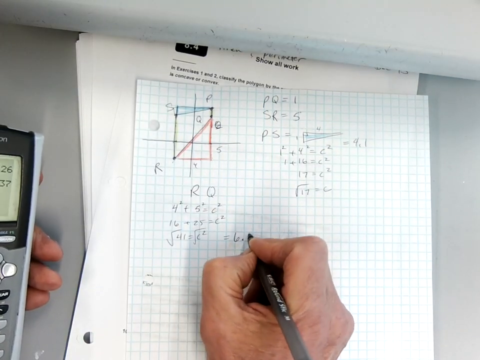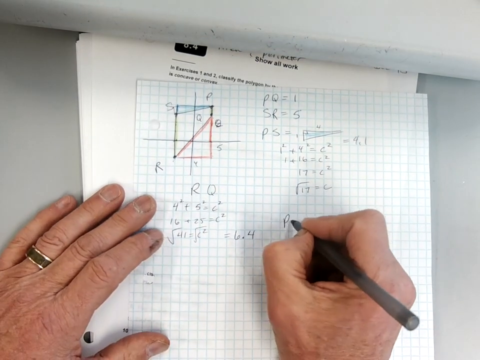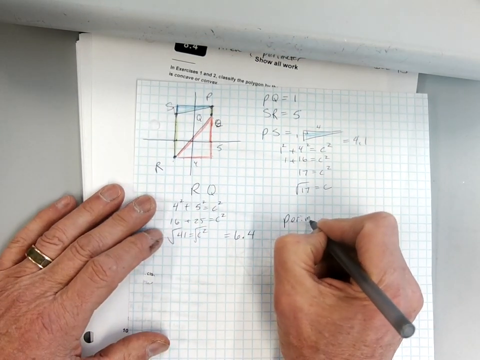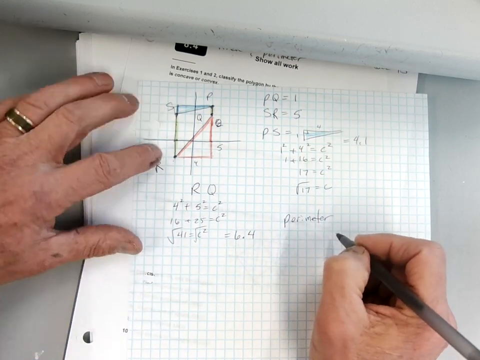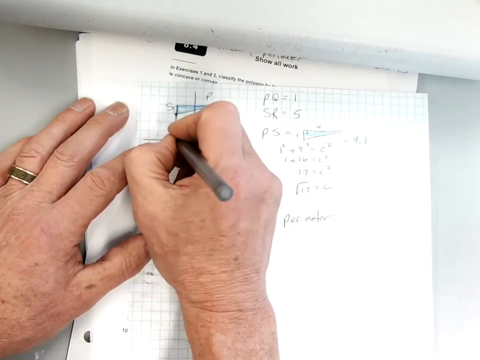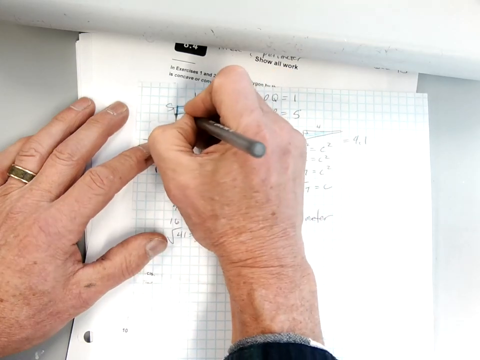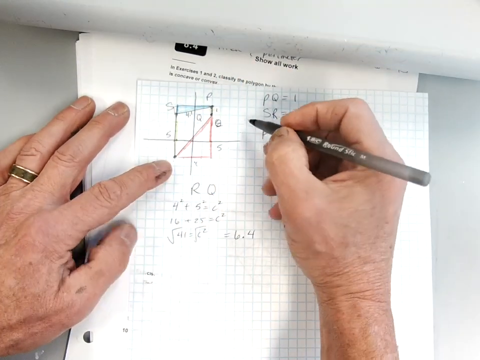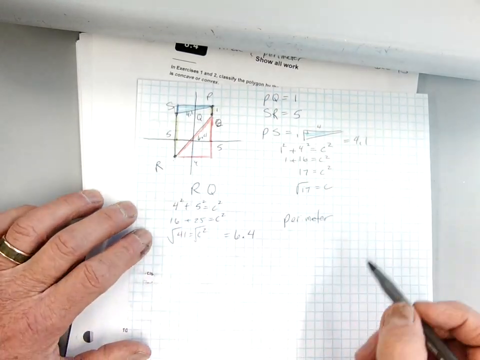Okay, now if I wanted to find my perimeter, I'm just going to add them all up. I know that this side is 5, this side is 1, I now know this is 4.1, and I now know that this side is 6.4, right? If I add all the way around, I just found the lengths.